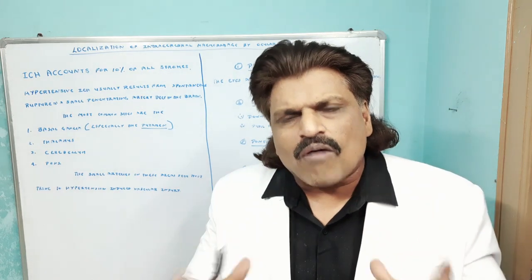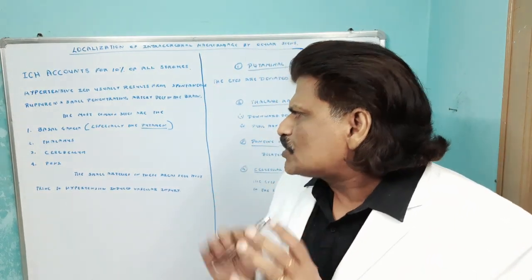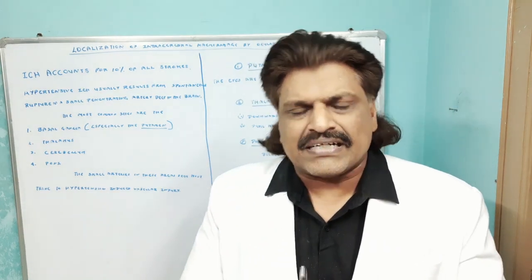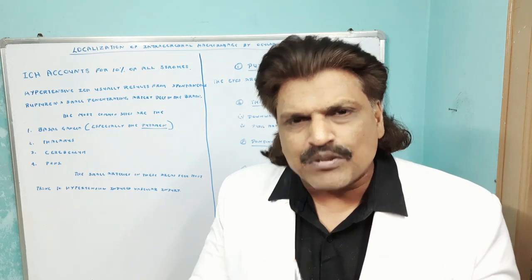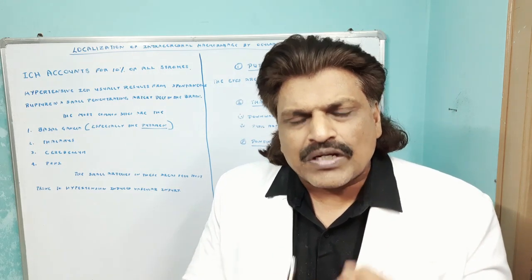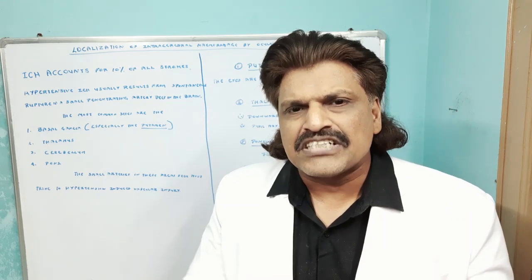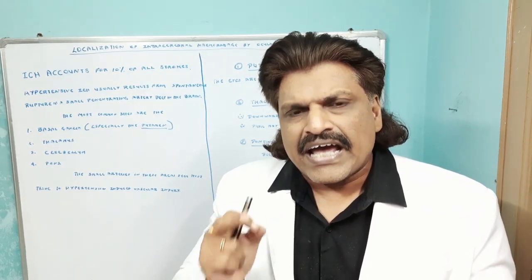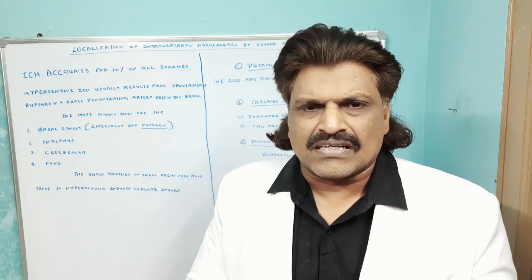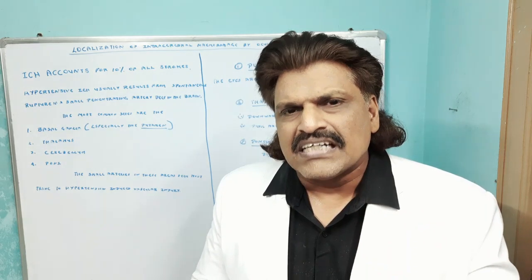So what are the common sites of hypertensive hemorrhage? The most common sites of hypertensive hemorrhage are the basal ganglia, especially putamen. In fact, putamen is the most common site of hypertensive hemorrhage. One of the favorite exam questions: what is the most common site of hypertensive hemorrhage? The answer should be putamen.